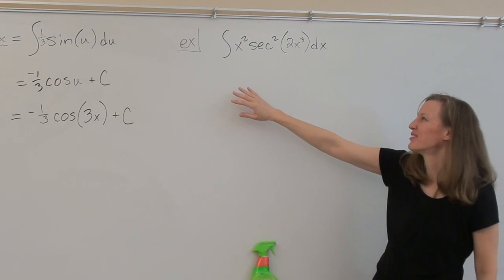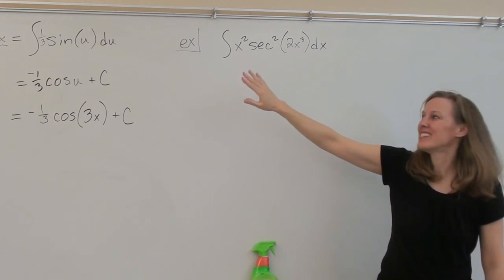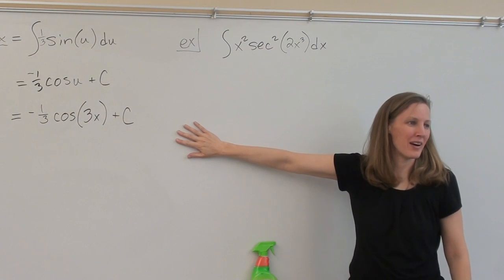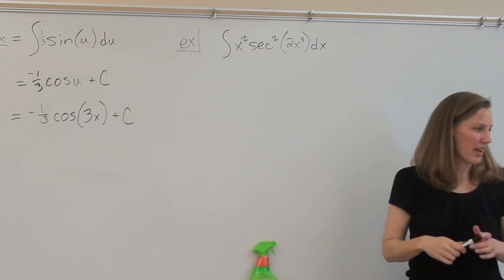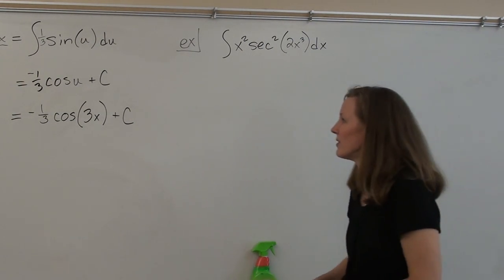What I want you to do first is take a look at this and see if you can figure out what u and what du are. Just try it. Take a guess. I will tell you, u is almost always going to be in parentheses or in a denominator. Not 100%, but very, very often. Way more often than not.